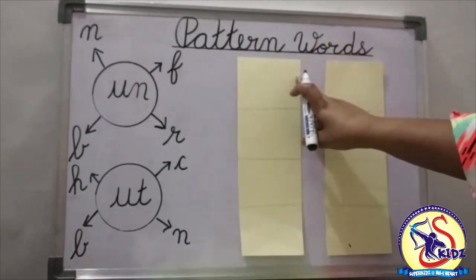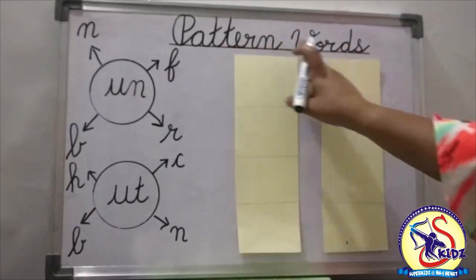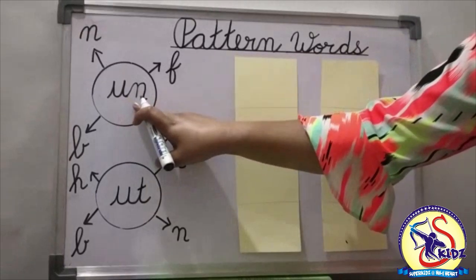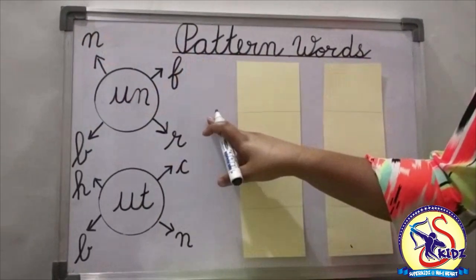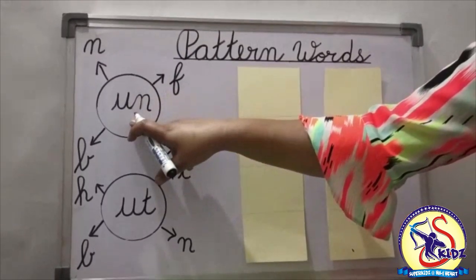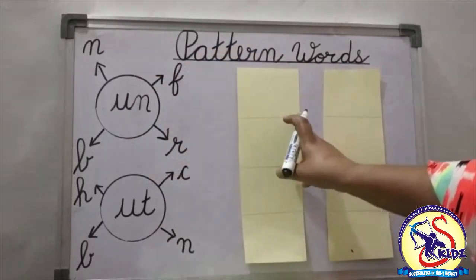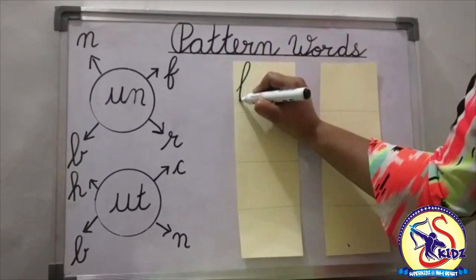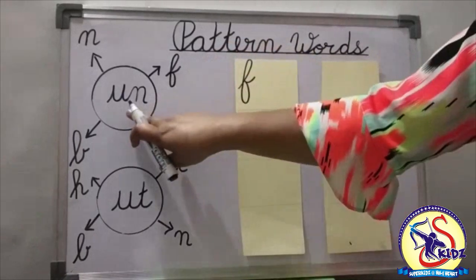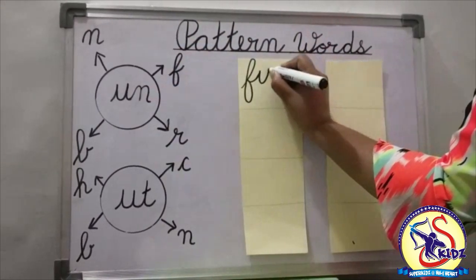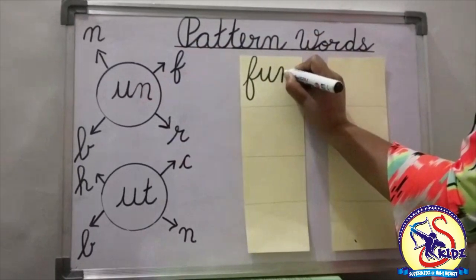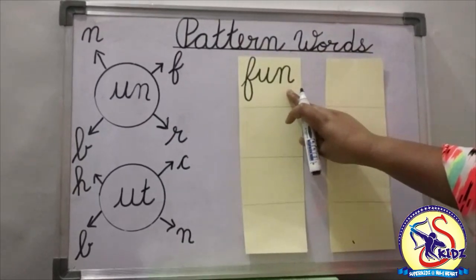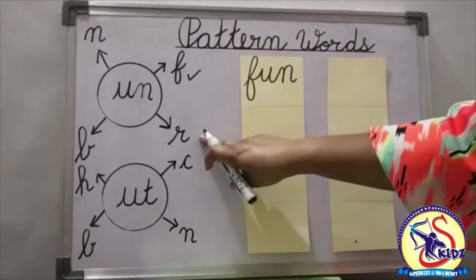Now kids, we will do our next exercise. Pattern words. Now which pattern is given? U N. And here are some letters. First of all we will write the letter. Then we will join with the pattern to make new words. First of all we will write our letter F. Then we will write a pattern UN. Now we will get the word FUN, fun.